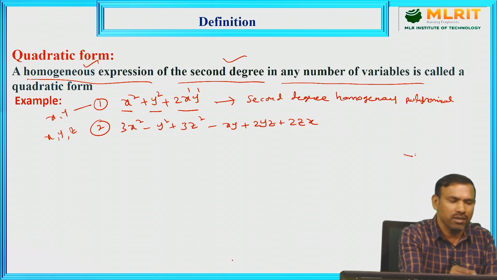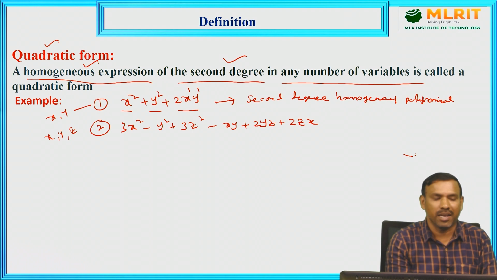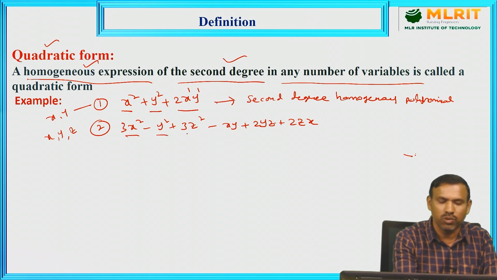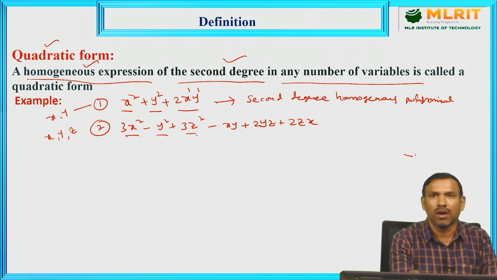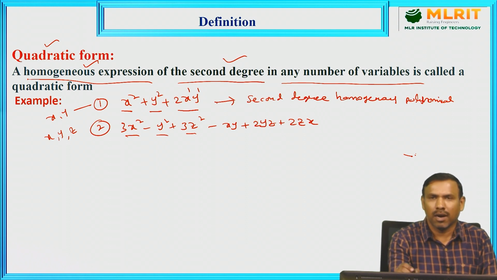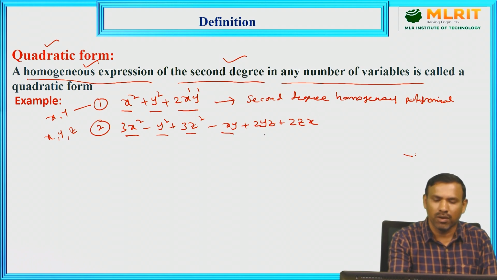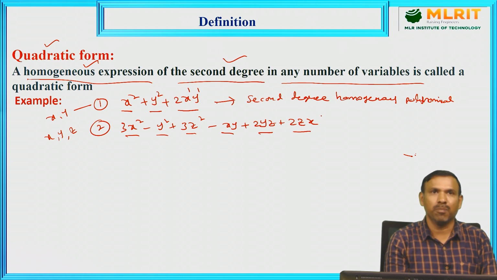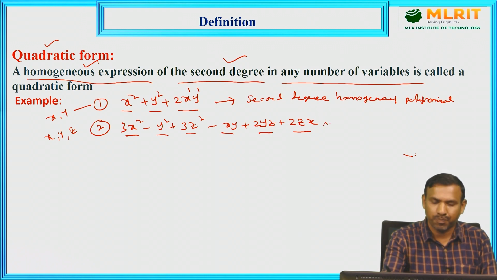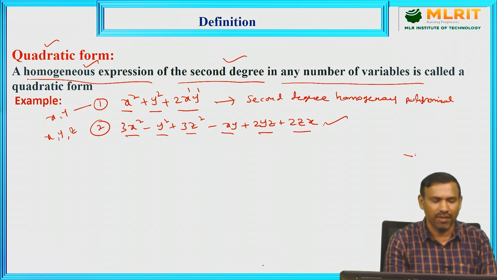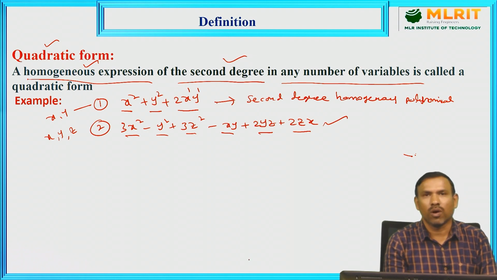The word quadratic gives second degree, and homogeneous, the degree of each term must be second degree. x square, y square, z square, these 3 are called square terms, along with the product terms. Sometimes product terms may not be there. xy is second degree, x power 1, y power 1; 2yz, y power 1, z power 1; 2zx, x power 1, z power 1. So this is a second degree polynomial in 3 variables, also a quadratic expression.